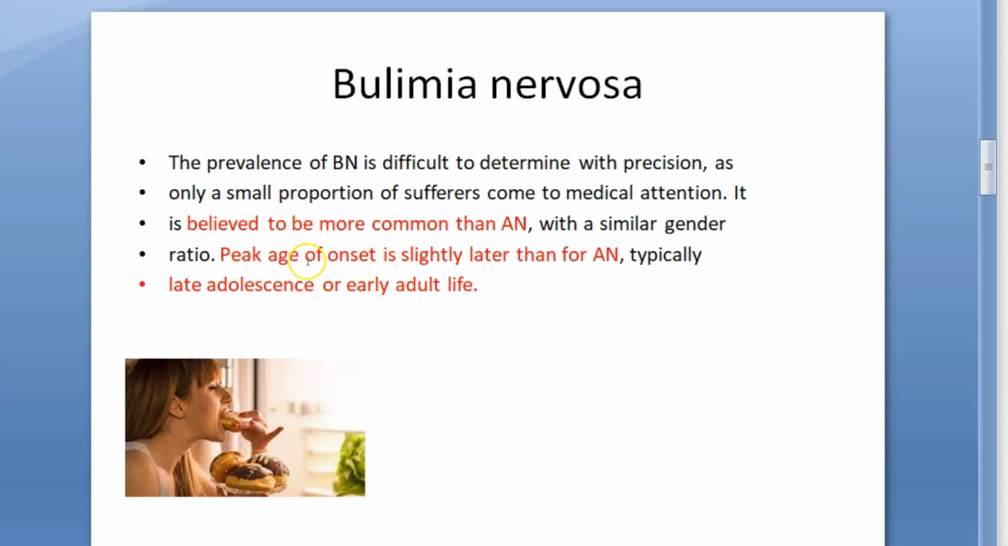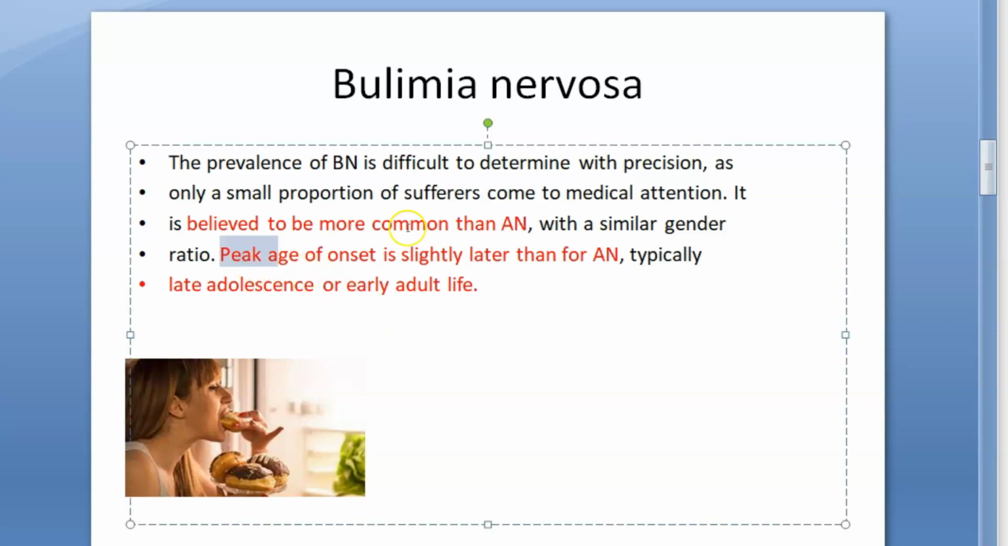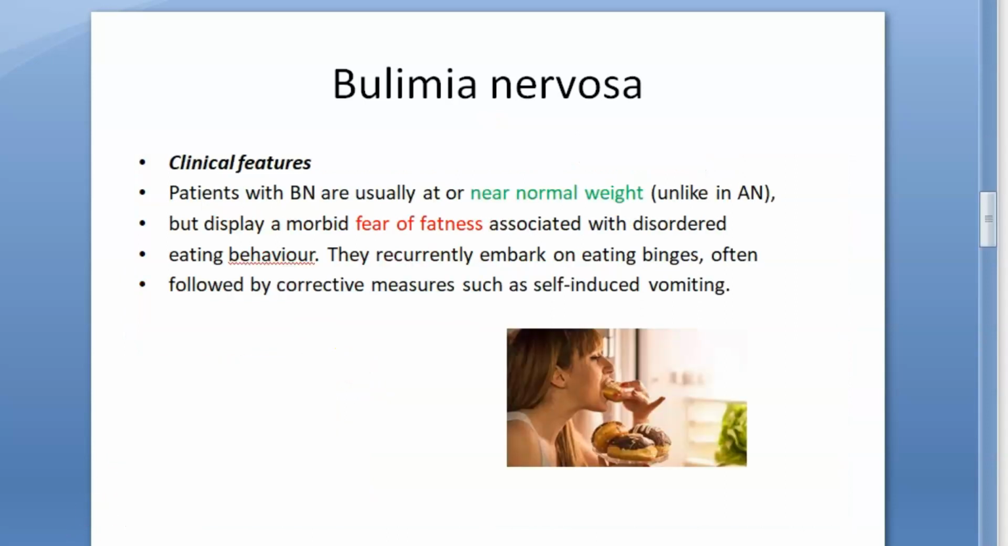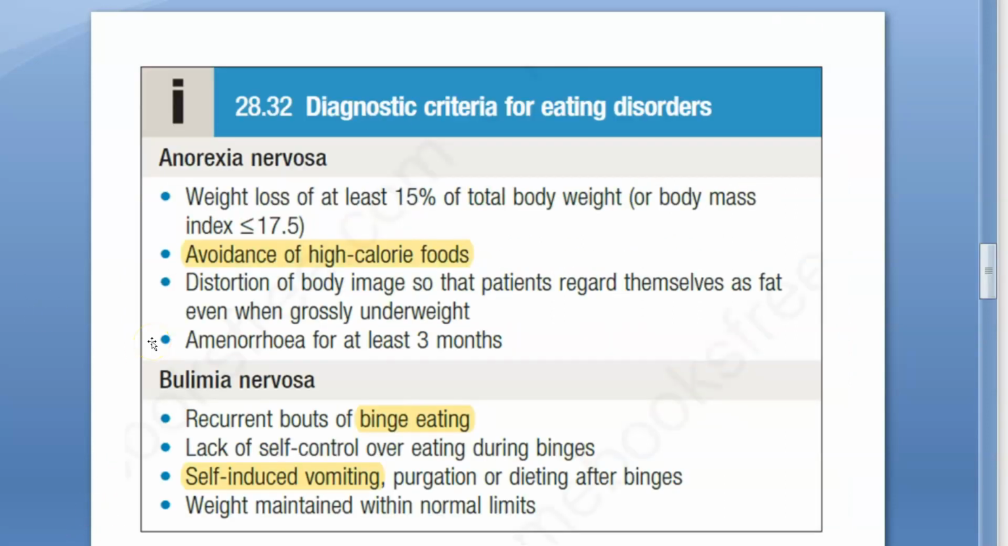This bulimia nervosa is more common than anorexia nervosa, they are saying. And this bulimia nervosa will come later, late adolescence or early adult life. Anorexia nervosa can come early in life. So anorexia nervosa, how will you determine? This is the diagnostic criteria. And bulimia nervosa, how will you diagnose? That's what they are trying to say to you.